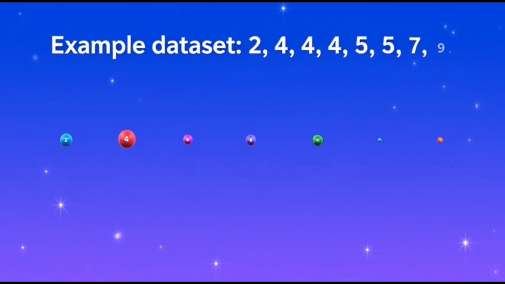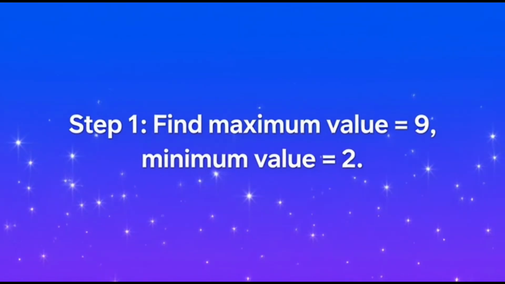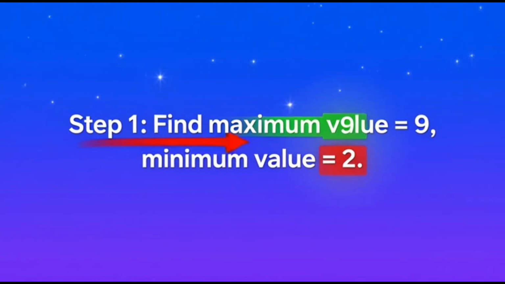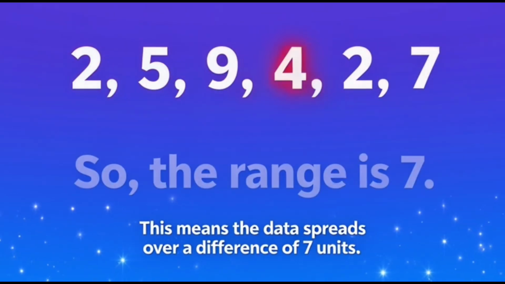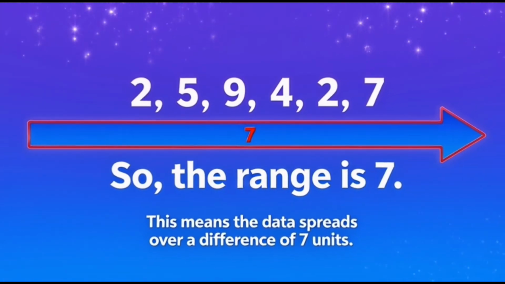Let's calculate range for this dataset. 2, 4, 4, 4, 5, 5, 7, 9. Step 1. Identify the maximum value, which is 9, and the minimum value, which is 2. So, the range is 7. This means the data spreads over a difference of 7 units.